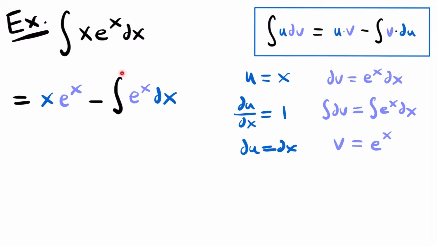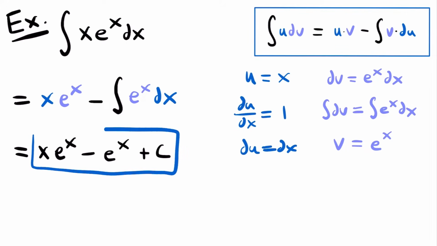We know how to integrate e to the power of x. It's just e to the power of x. And so this will be equal to x times e to the power of x minus e to the power of x. And then because we're working with an indefinite integral, you need to remember to add c. And so x times e to the power of x minus e to the power of x plus c is the answer to this integral. That is how you use integration by parts to solve an integral that we otherwise would not be able to solve. Okay, let's look at another example.